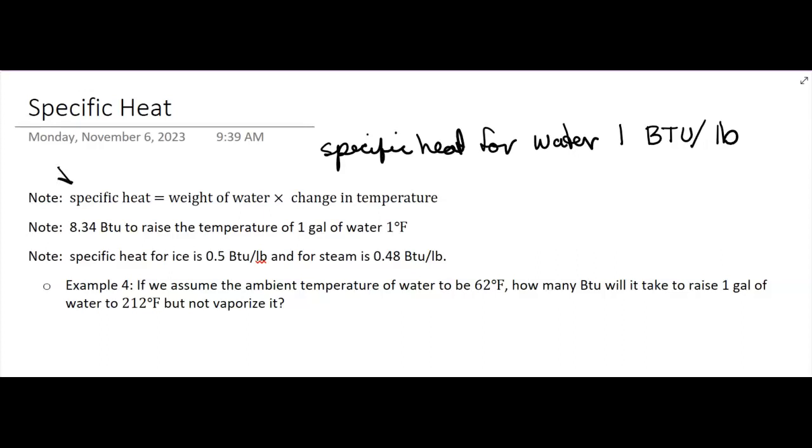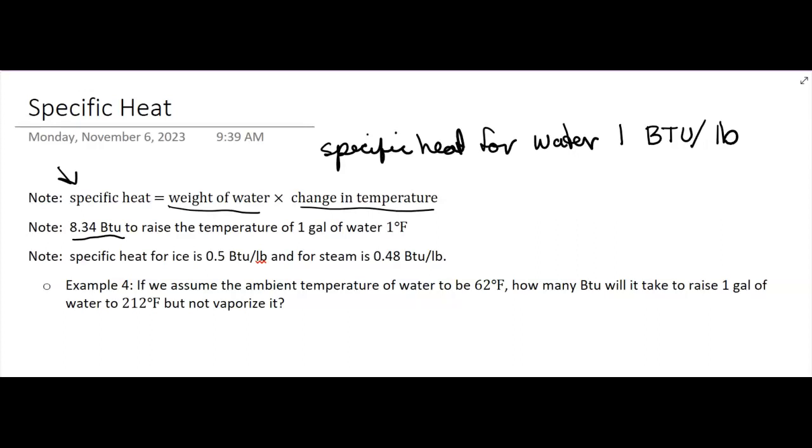Now, to find specific heat, you use this formula. You take the weight of the water times the change in temperature, and that's what the problem that we're going to do will show. Also, you can note that it takes 8.34 BTU to raise the temperature of 1 gallon of water 1 degree Fahrenheit.